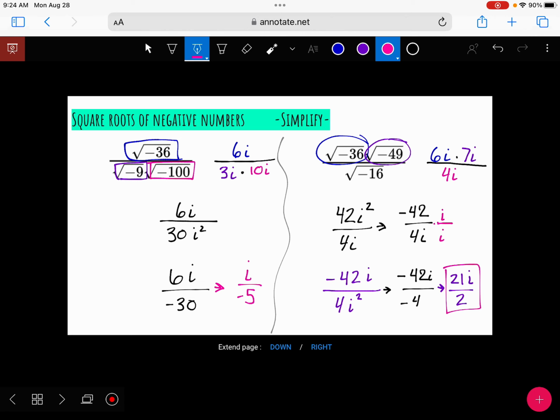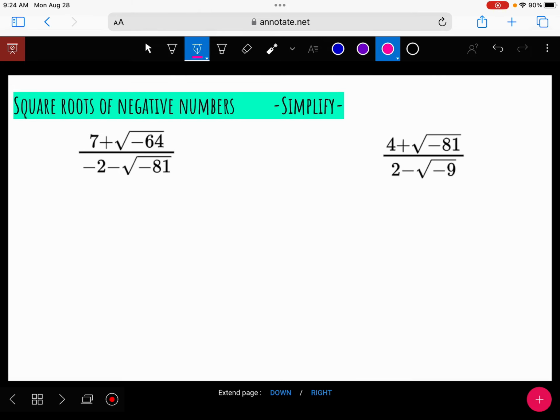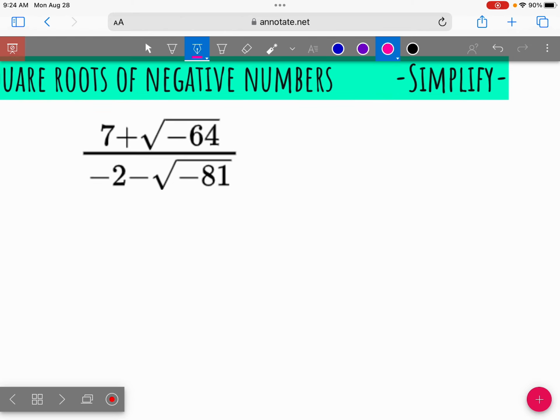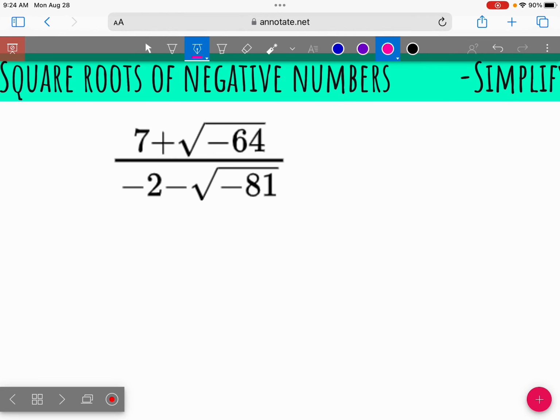So square roots of negative numbers, we treat them just like i's. Now we're going to smash this together with the things we just did. So they look scarier. 7 plus the square root of negative 64, negative 2 minus the square root of negative 81.